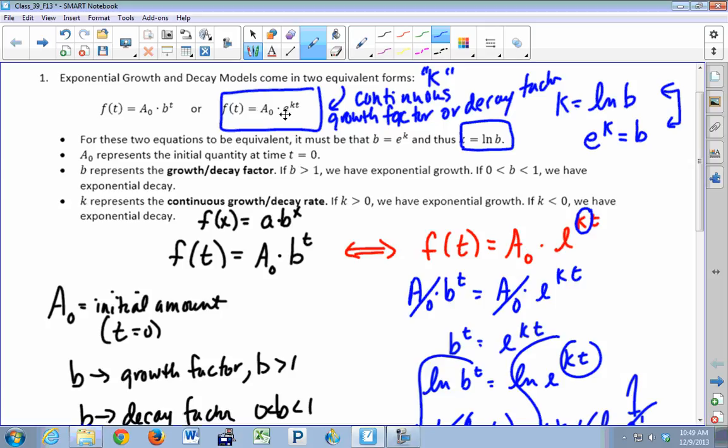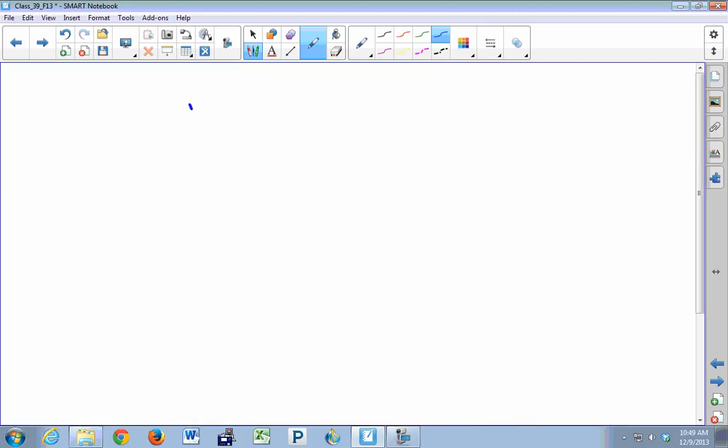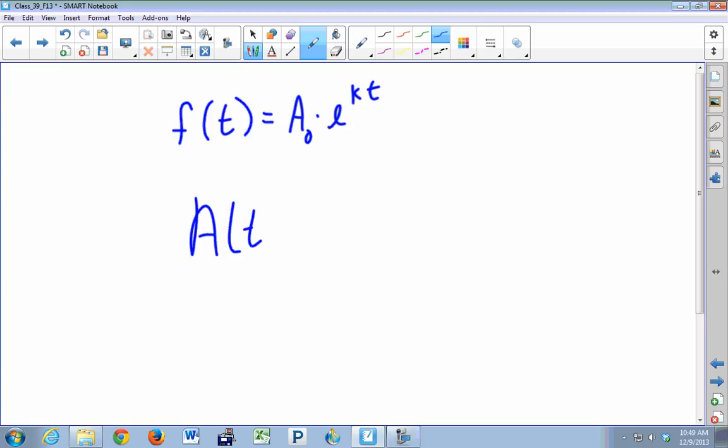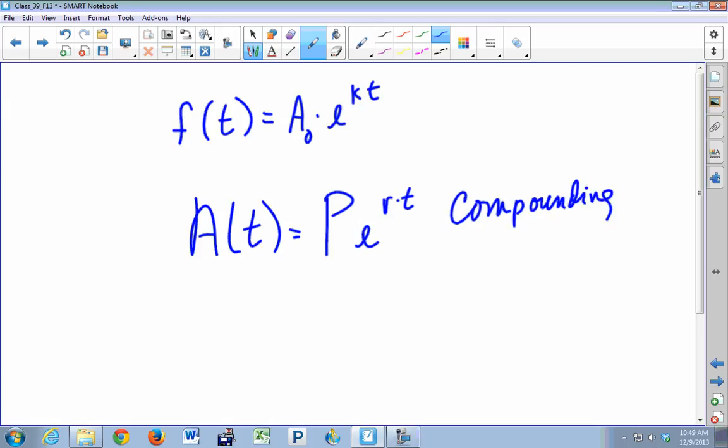Okay, this looks just like your formula for continuous interest, right? Let's take a look at this for a second. This formula, it's just that your letters are different: A sub naught times e to the kt. For those of you who know interest, the amount of money you have, A sub t, over a certain amount of time looks like this. This is continuous compounding. So this is the formula you use for continuous compounding of interest.